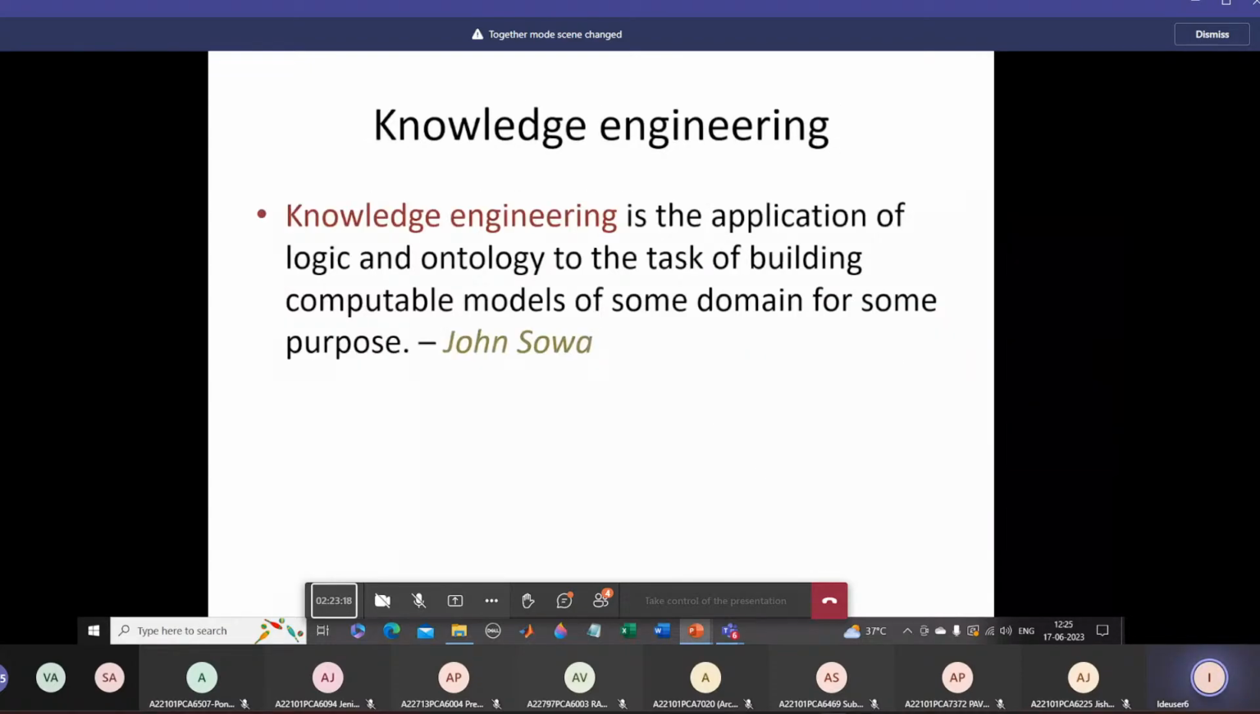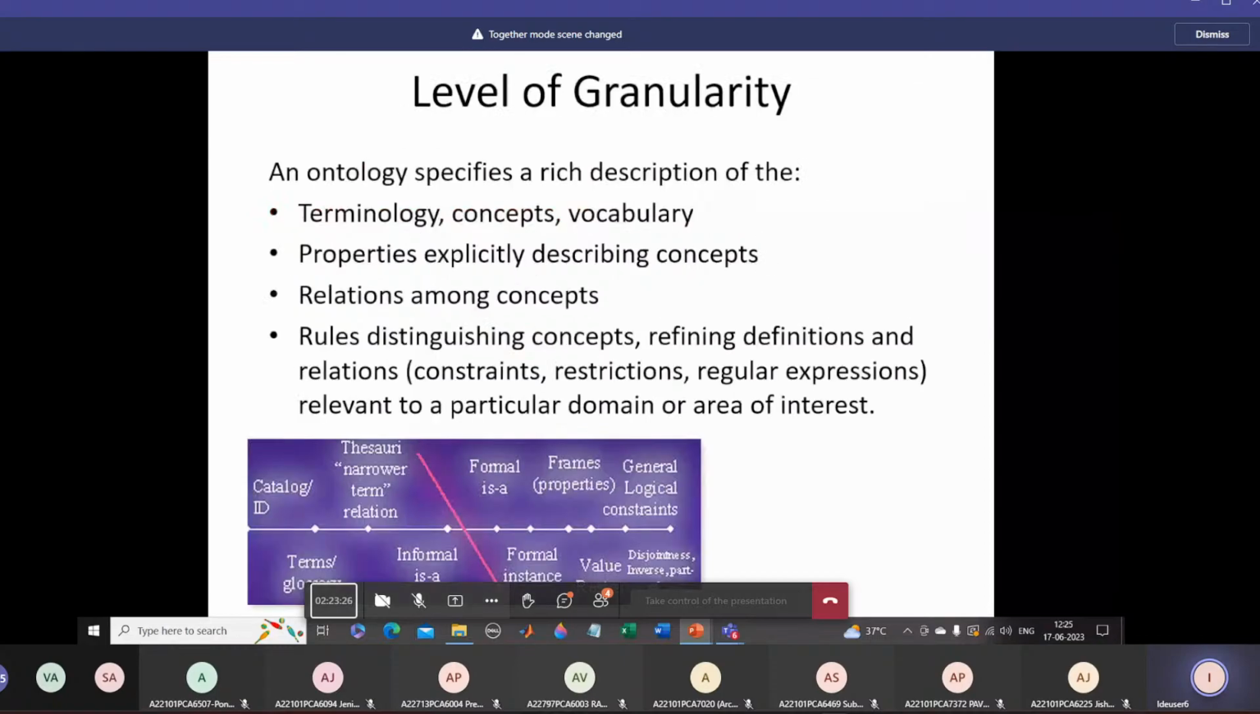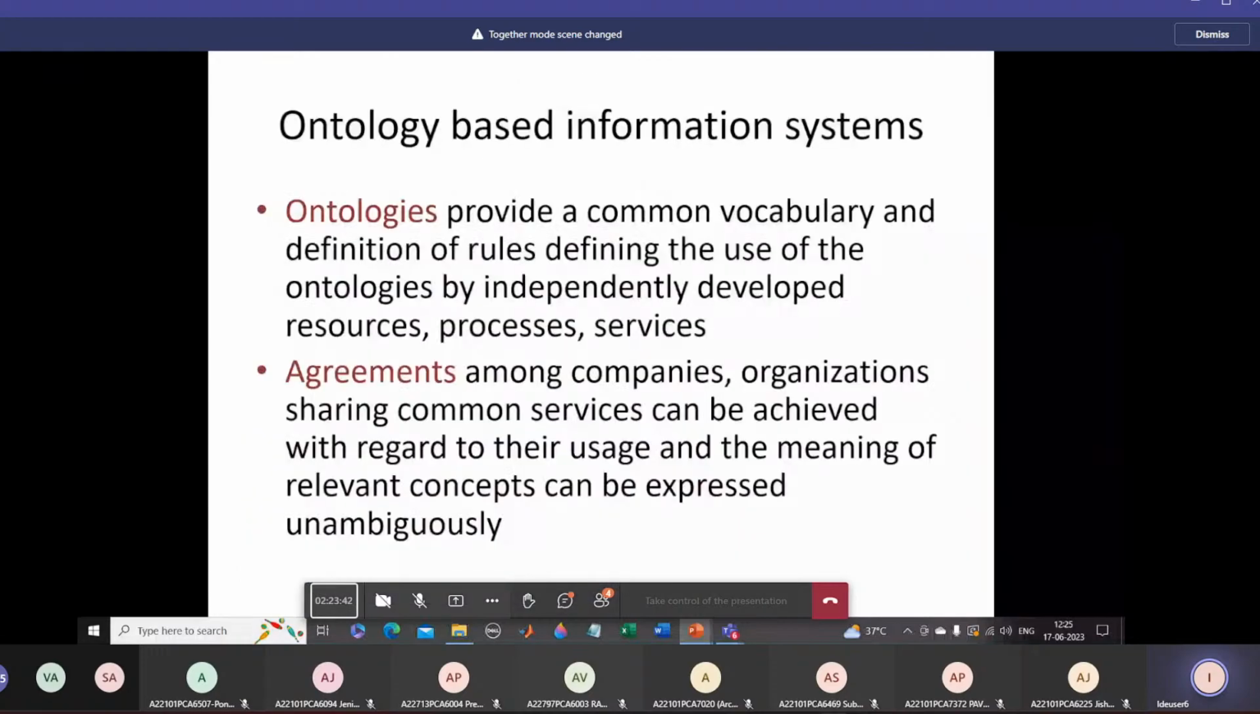What is knowledge engineering? Application of logic and ontology to the task of building computable models of some domain for some purpose. This is given by John Sowa. So we have different levels of granularity, right? The description of terminology being used, vocabularies, the properties, the relations, the rules, everything is defined here by the ontology. The ontology-based information system. So you know what an ontology is: a common vocabulary, the rules defining the use of ontologies, and then agreements among the companies. All these are your ontology-based information system.